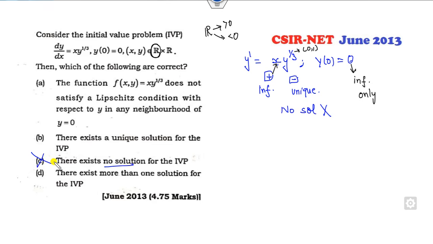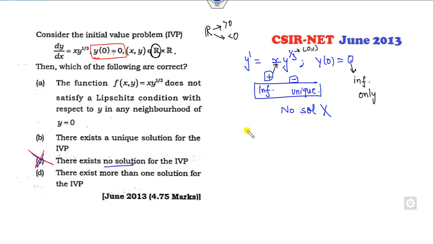This option is cancelled. Fine. Because either the infinite solution or the unique solution you can easily obtain, but no solution cannot be attained. So this option is cancelled. Moreover, one solution is already given to you. So that means no solution does not exist.